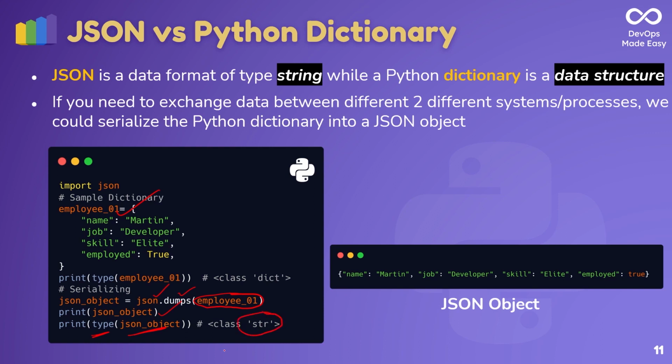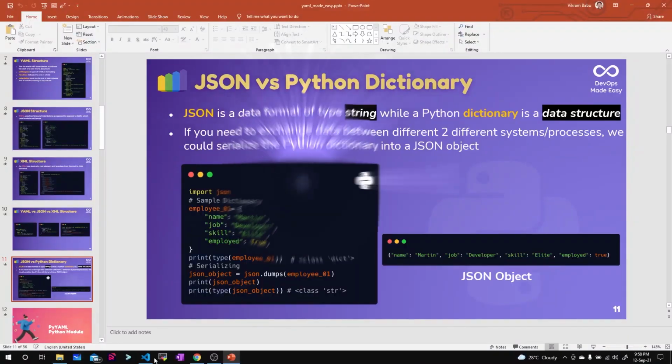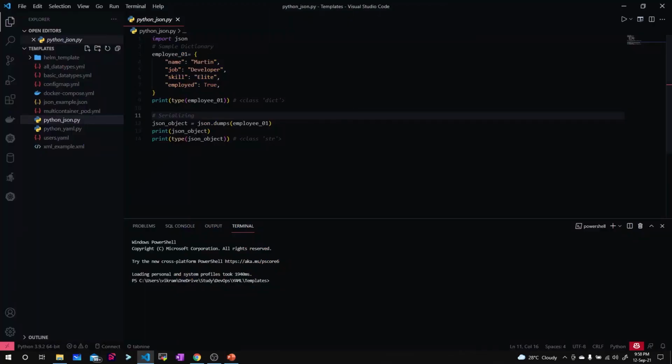So this indicates that Python dictionaries are data structures of type dict, but the serialized Python dictionary is nothing but a JSON object of type string. That is the difference. So we'll go back to the programs.